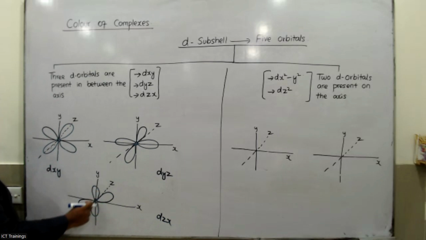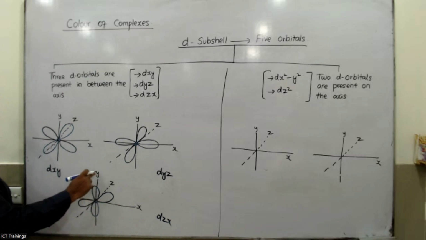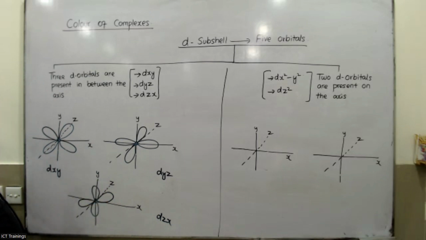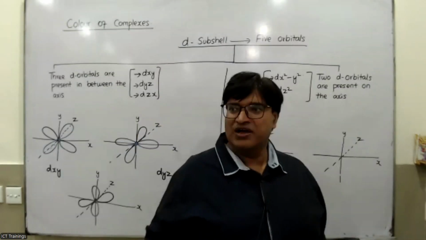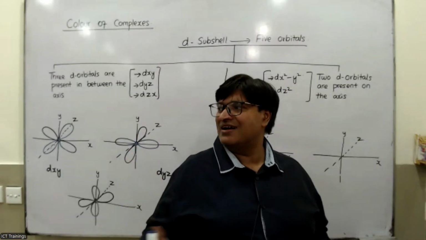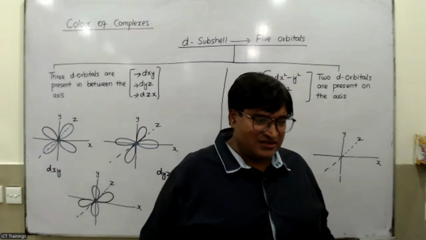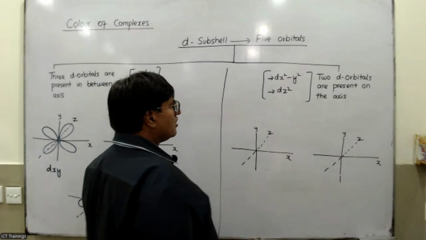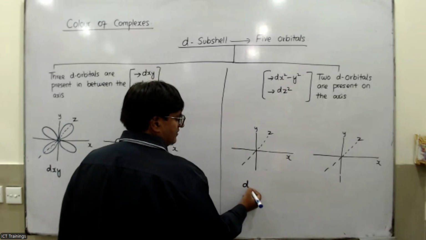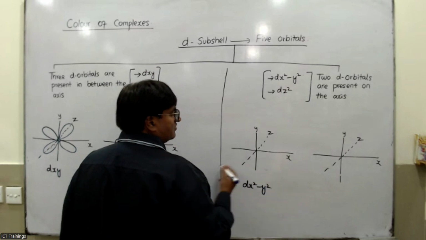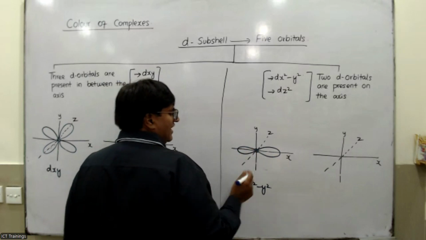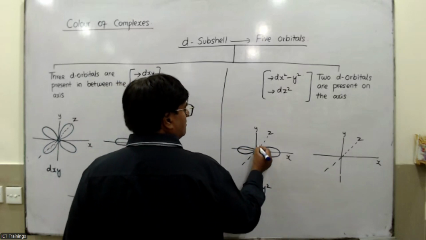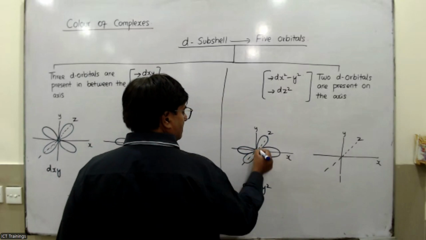Now this 8 is not present on the y-axis. Right behind it, this is present in between z and x. If you see the three-dimensional pictures on Google, you can see that they are present in between the axis. Now, if you look at these orbitals, my dear, dx square minus y square, its one eight is present along the x-axis, and its second eight is present along the z-axis, like that.